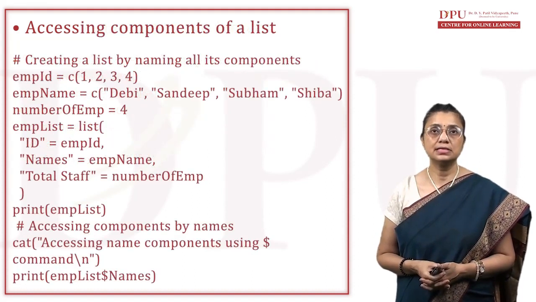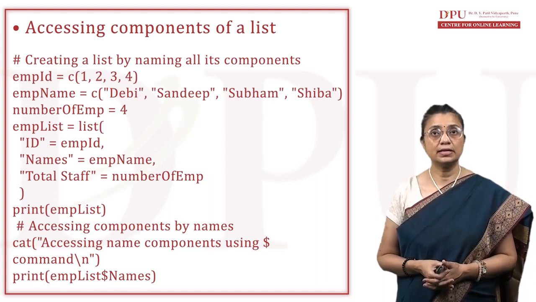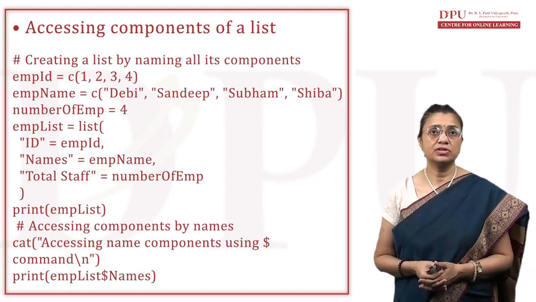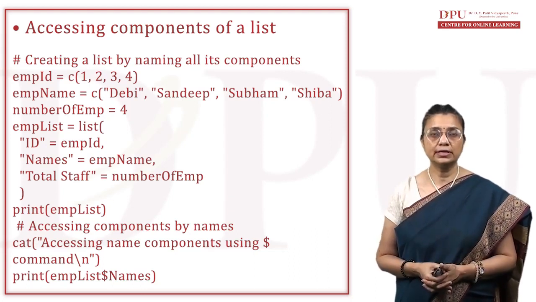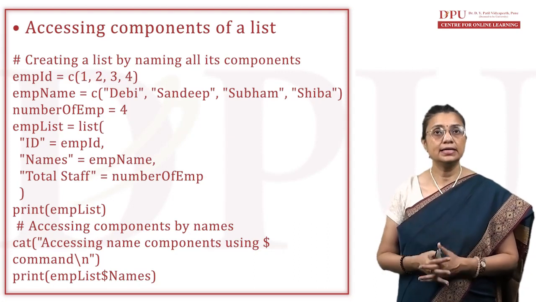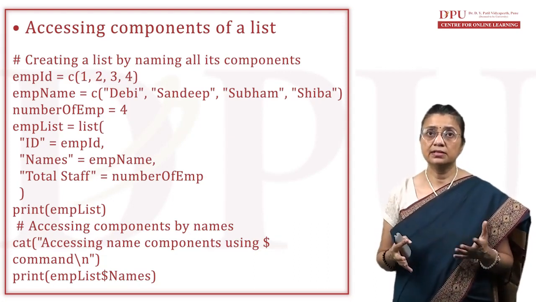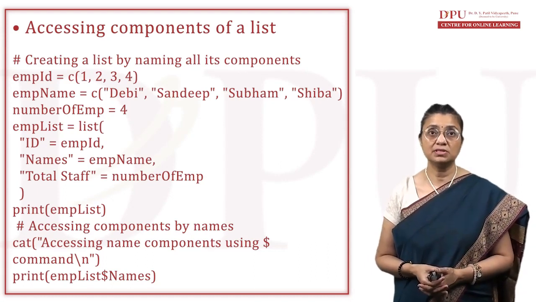Now here you can see we are accessing components of a list. So we created a list by naming all its components. You can see I'm naming the list. I'm naming all its components. So very easy. You can see over here the same code. Employee ID is equal to c(1, 2, 3, 4). Employee name is another vector, which is a character vector having values Devi, Sandeep, Shubham, and Shiva.